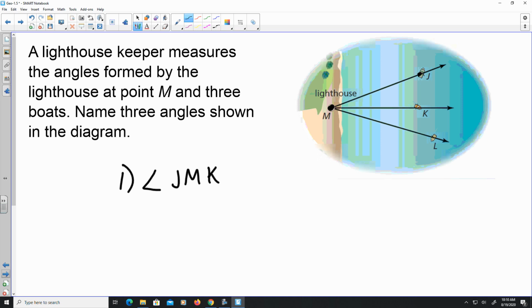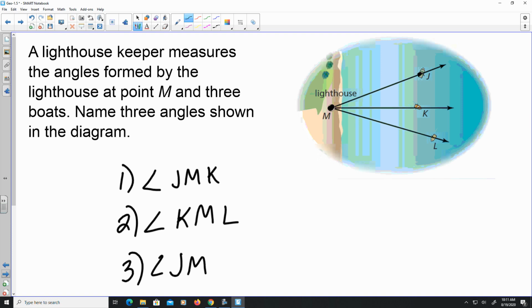I can name another angle, and I'm going to start with K, so it's going to be angle KML. So that's another angle. Or the third here is the largest angle, which is angle JML. And if you notice, M is the middle term because it's all trying to form angles from point M. So please remember that.